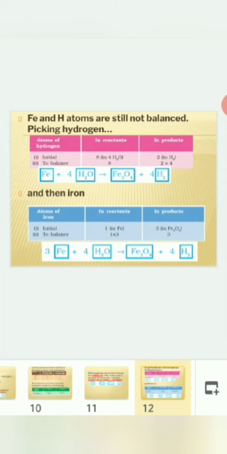And then you are going to balance iron. Initially there is 1 iron on the reactant side, and on the product side you get 3. To balance it, you have to multiply the reactant side Fe by 3. Then iron will be balanced on both the reactant and the product side.